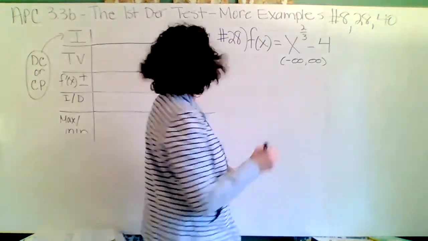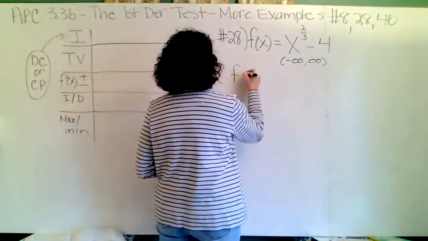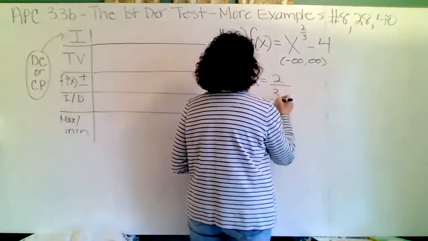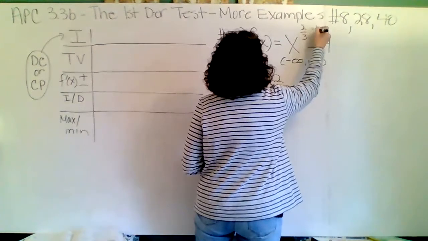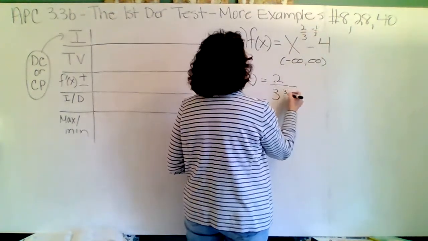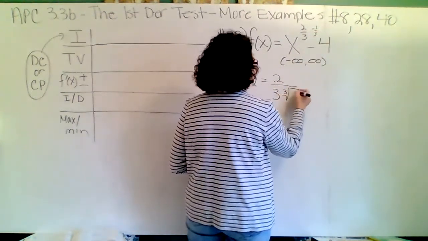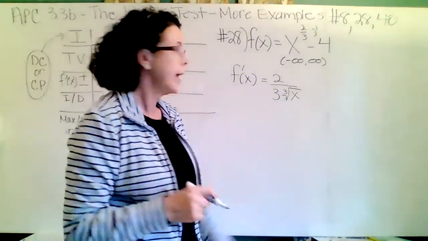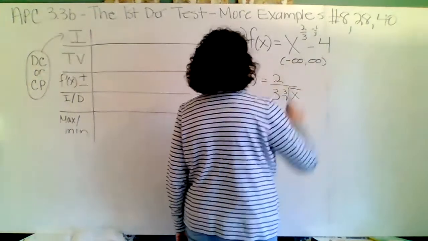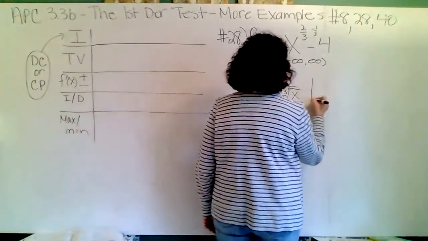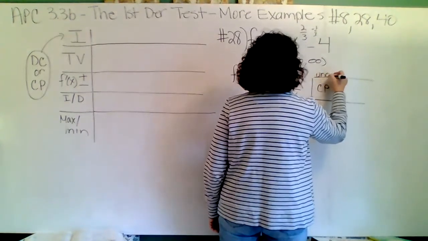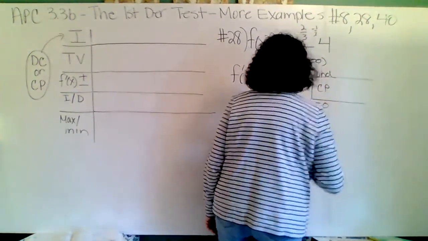Okay, let's find the critical points. The derivative would be, I will bring the 2/3 out front and multiply it and reduce the exponent by 1. That would be x to the negative 1/3. I'm going to write it as a cube root of x in the denominator, and then I get a 2 here. Let's do those critical points. Where is the derivative undefined? And where is this equal to 0?